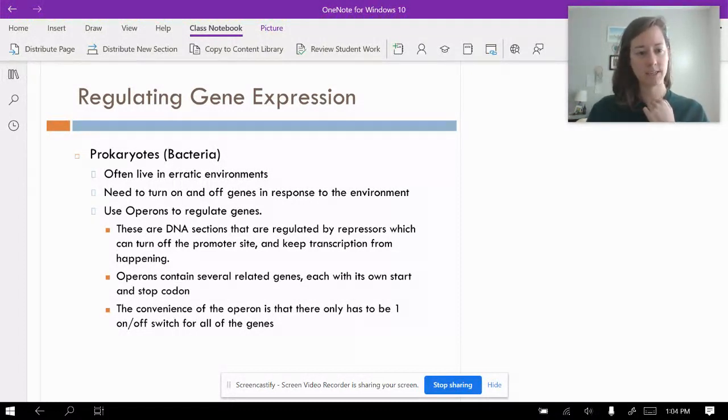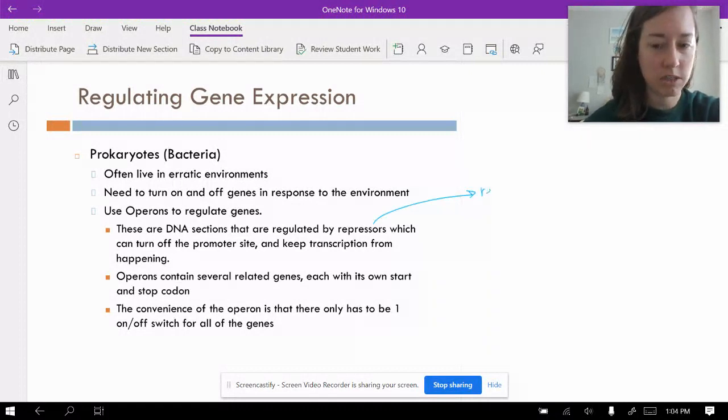So an operon is a DNA section that's regulated by a repressor, which can turn off the promoter site, which is where transcription starts, and that prevents transcription from happening. So both of the examples that I'm going to talk about today are using repressors, and a repressor's job is to turn something off. I'm going to make a note of that here: repressors turn off transcription. So they make it so that the genes are not expressed.